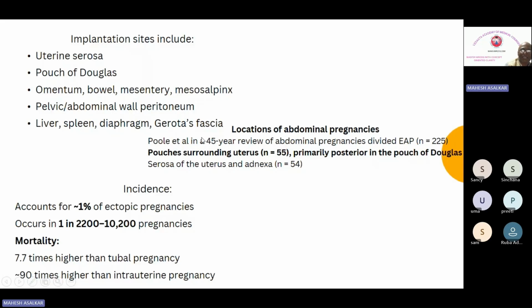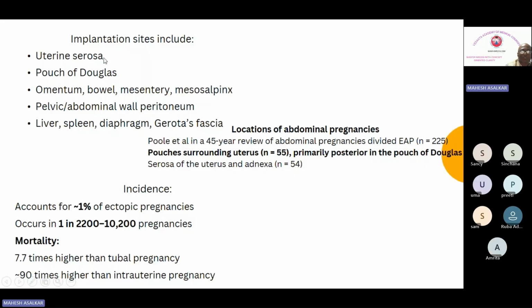But what the same article mentions regarding locations of abdominal pregnancies is a study by Poole et al., a 45-year review of 225 early abdominal pregnancies. They studied 225 ectopic pregnancies, and in the pouches surrounding the uterus there were 55 cases, primarily in the pouch of Douglas, and serosa of the uterus and adnexa were 54. So almost similar. I don't know what options will be given if at all the question is asked, but as per this particular study, what we feel is the pouch of Douglas.